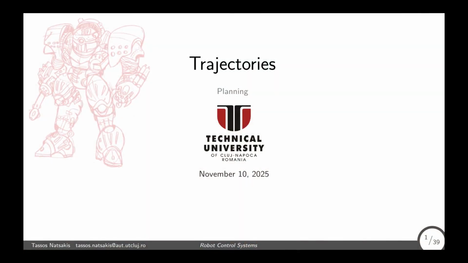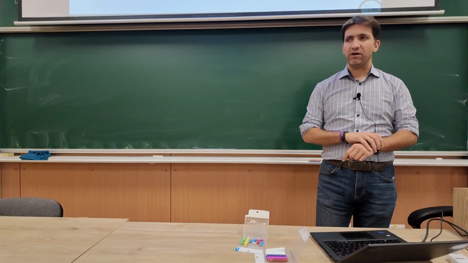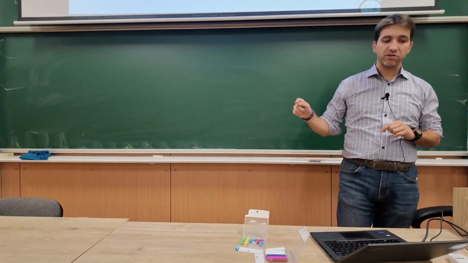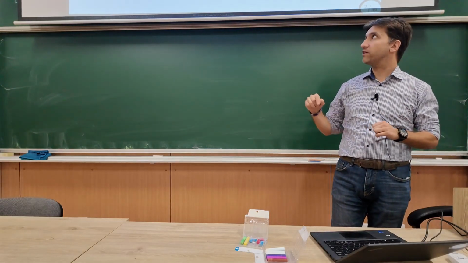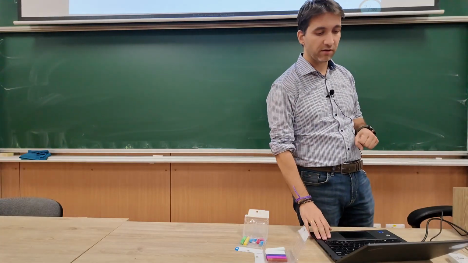Trajectories, completing what we have to say about inverse kinematics. So very briefly, why do we discuss trajectories? We'll see this notion of interpolation. Probably you heard about this before, but good to revise. Then we'll talk about trajectories at joint space and at the end effector space. First talk about position, then about position and orientation together.